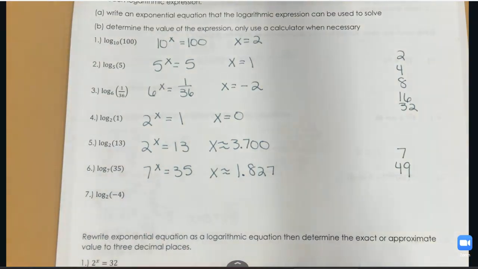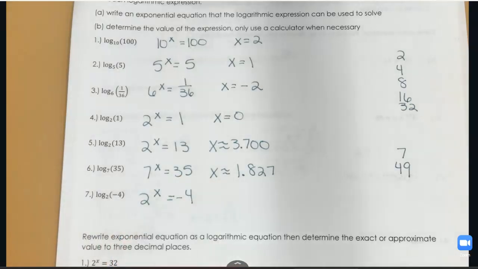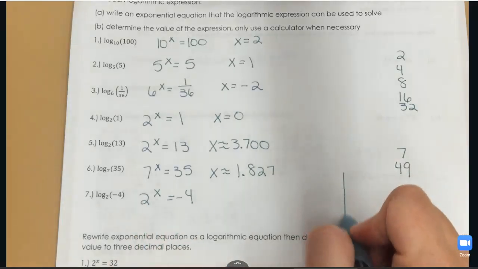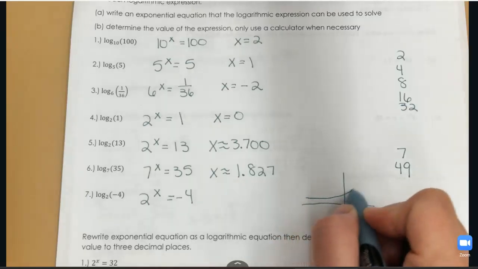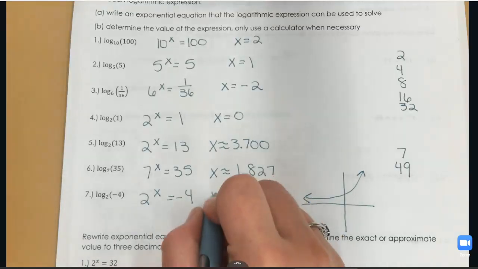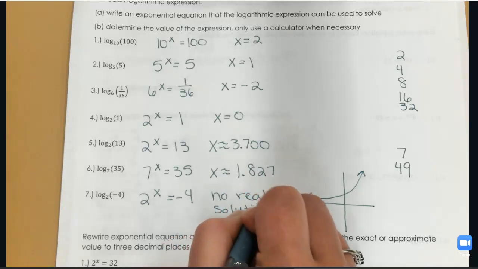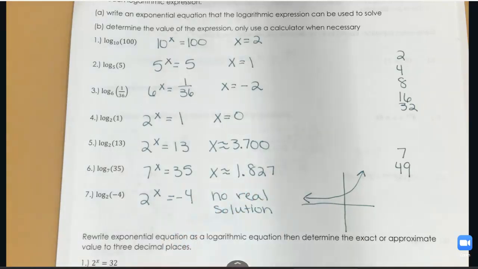Okay, last one, log base 2 of negative 4, that means 2 to some power is negative 4. Now, if I think about what kind of exponent switched my base from a positive to a negative number, well, I could graph my 2 to the x parent function, and if I recall, one of the features of this parent function is that it's got a horizontal asymptote here. It never crosses the x-axis, and it never becomes negative. So this is going to have no real solution. There are no exponents that switch a positive base into a negative number.